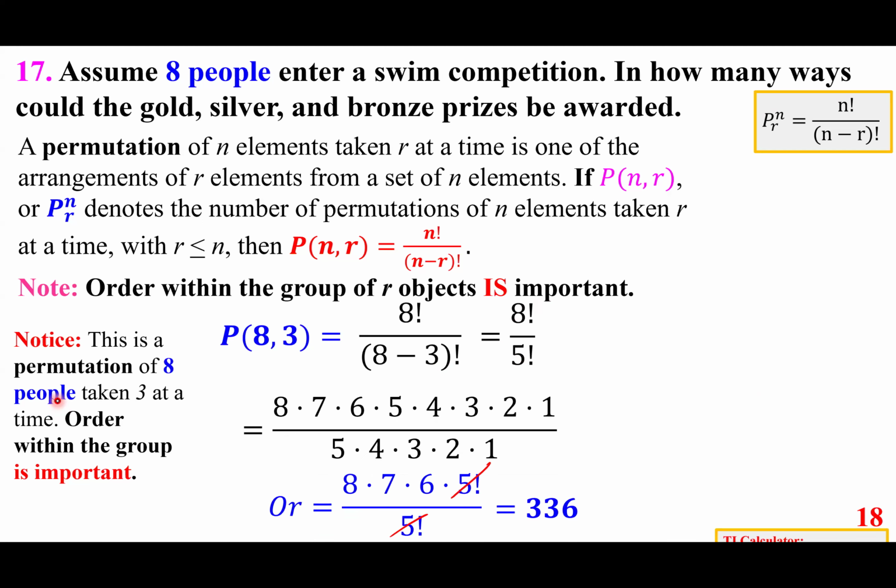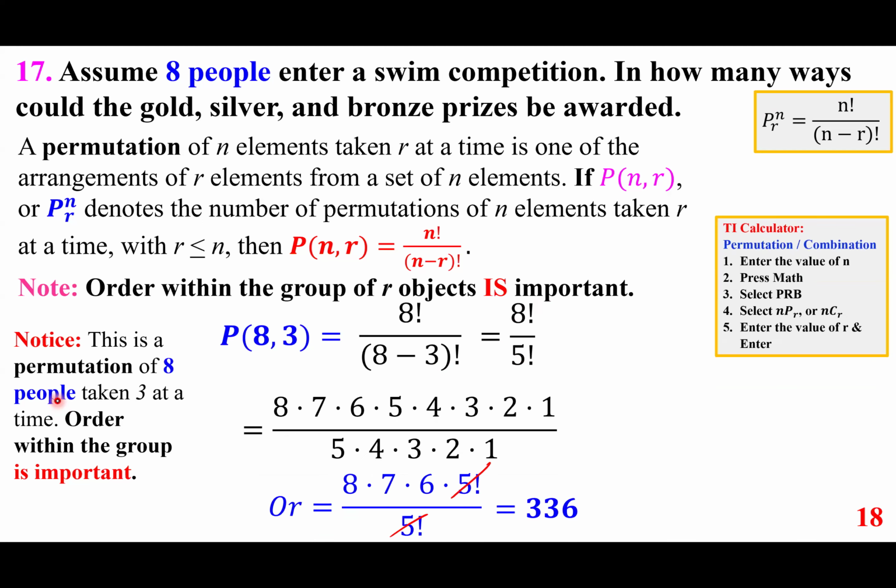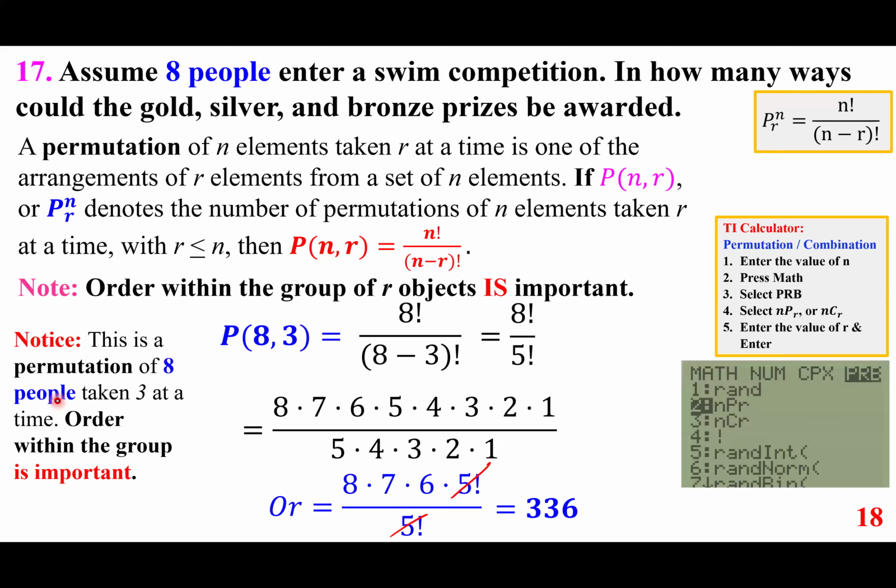Now, as far as calculators go, we are going to go with PRB and nPr. In this case, n is 8, and then we put 3 and we get the number 336. In other words, the calculator can do the job for you. For large numbers, you can always use a calculator. Okay. That's the idea, everybody.